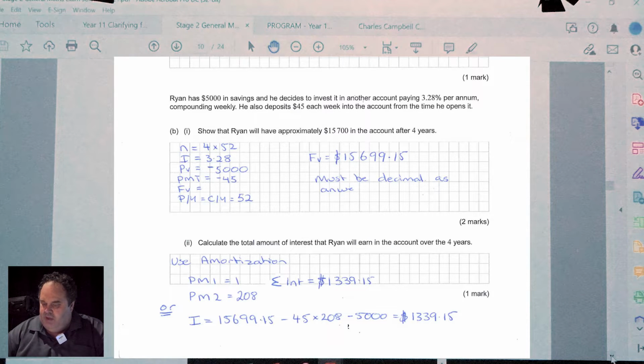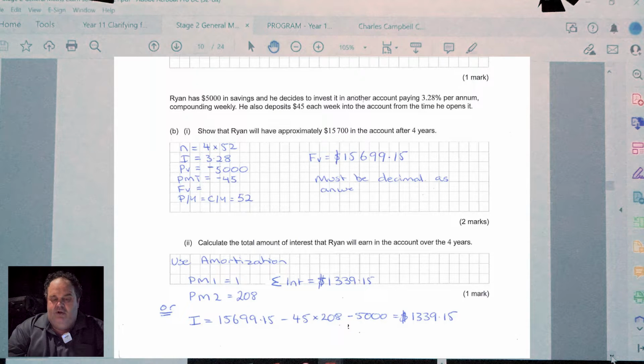Part B, the key point here is the $5,000 that he's starting with, so we need to put that in as a present value, negative 5,000, payment, negative 45. So long as those two signs are the same, you'll end up with the right answer. Doesn't matter which way around it is. You're told that the answer is 15,700, so again, they need to put the decimal value. Otherwise, just putting in the information won't give them their 2 marks. We don't know whether they could actually do the calculation or they're just writing down information.